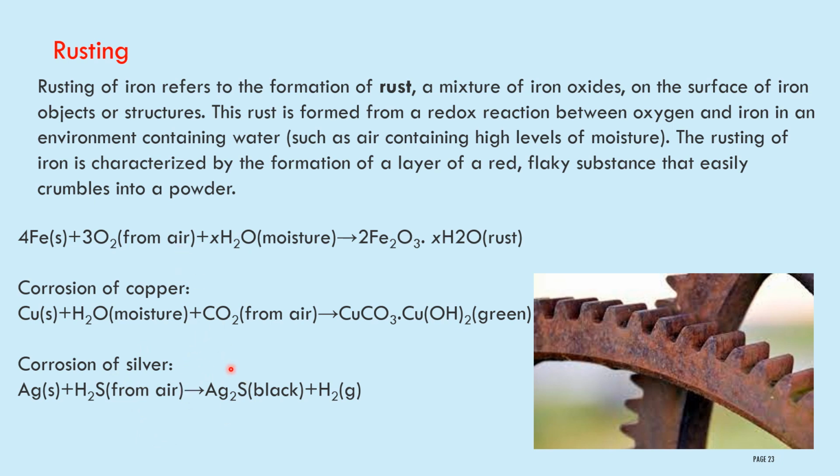Even in our home, normally in the puja room we use silver and copper materials or vessels. If you expose copper and silver for some time, they will react with carbon dioxide, air and moisture. Then you can see a green coating on copper and a black coating on silver. That process we call corrosion.